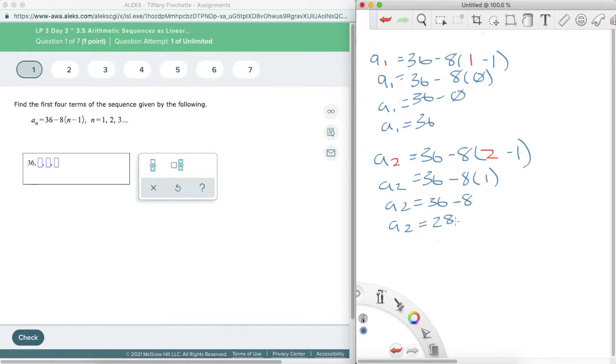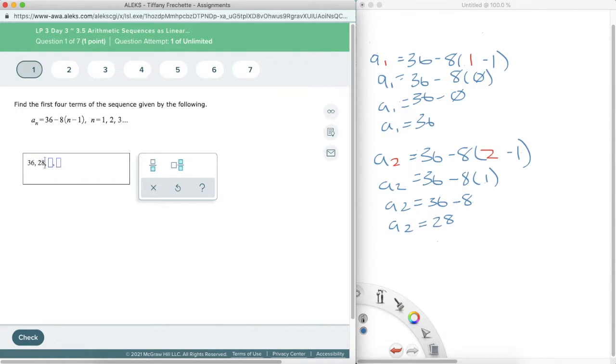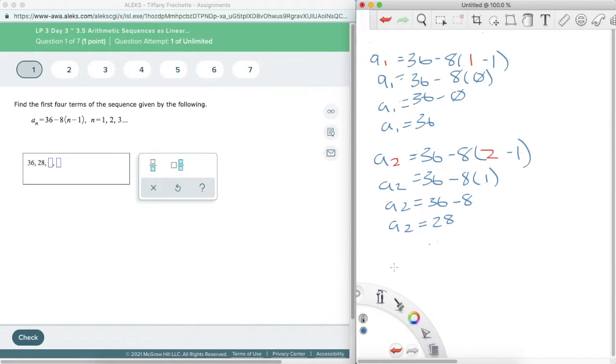So if we notice, and I don't know if we notice it yet, but hopefully we'll start to notice it, something is happening with this 8 each time. So let's pay attention to that as we move forward. Here, I'll type in 28, because that's my next number. Now I have A equals 36 minus 8 times something minus 1. So now we're going to move to the third term. Okay. So we have A3 equals 36 minus 8 times 3 minus 1, which is 2.